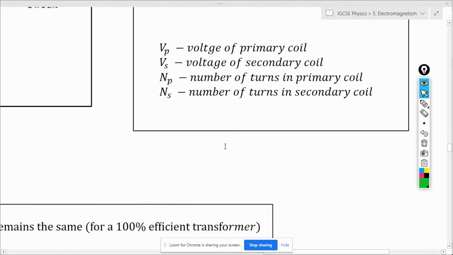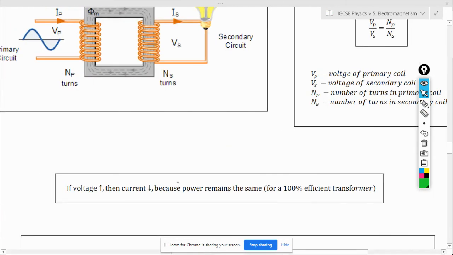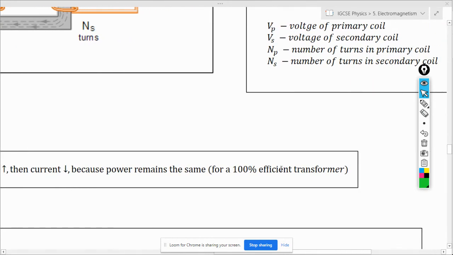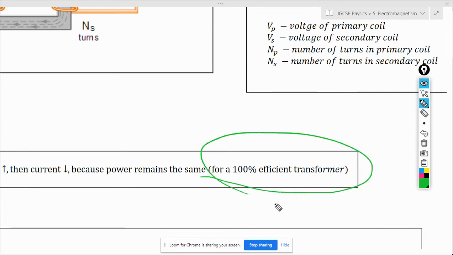Okay, so now, again, we've mentioned this too. If voltage goes up, then current goes down because the power remains the same, and that's assuming that we have a 100% efficient transformer. And that is what it will be in most cases on tests.